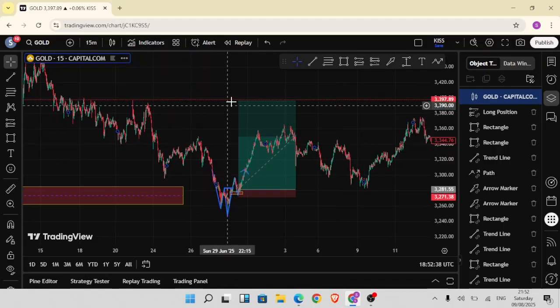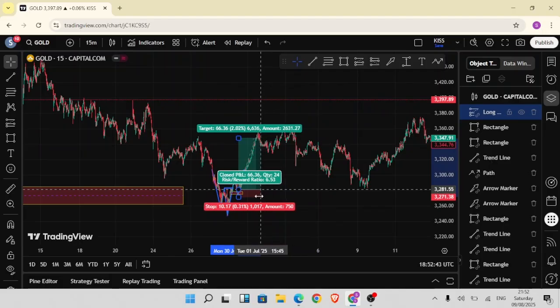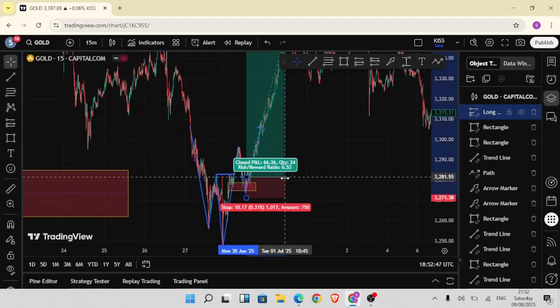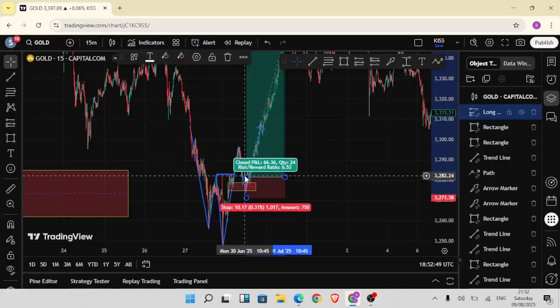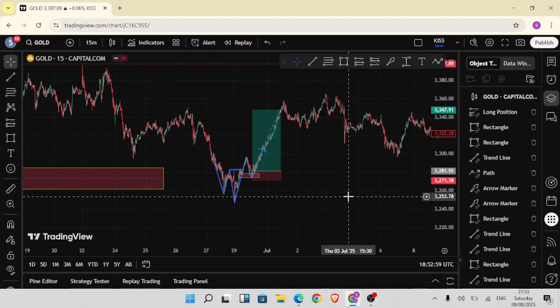But if you don't, target this high right here, and that high was tagged, and that was a 6.3 risk to reward ratio, which should have happened from Monday at 10:45 to Tuesday at 9:45. A very good trade right there. Let us look at another example.